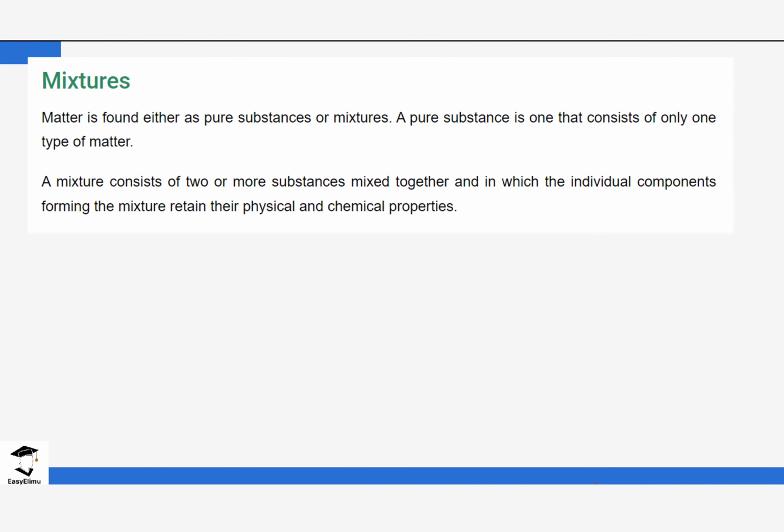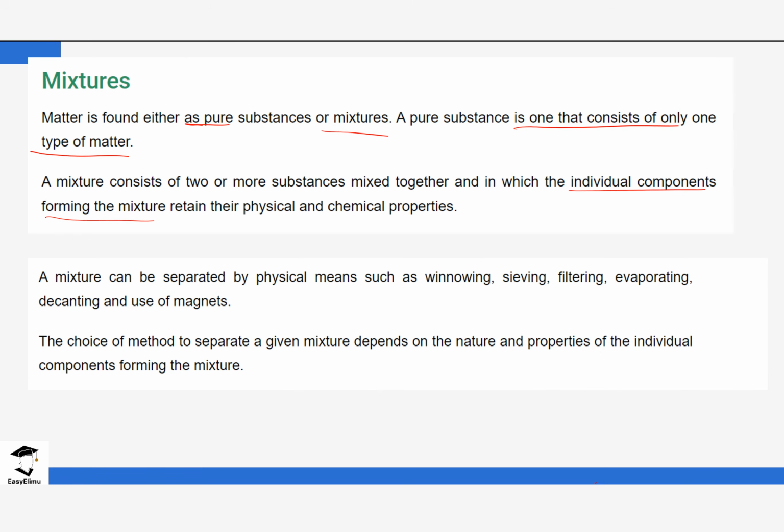And then the next thing we are going to look at is mixtures. So matter is usually found either as a pure substance or a mixture. Later on, we are going to discuss pure substances and also mixtures and how we can separate them. Pure substances consist of only one type of matter, but mixtures are usually two or more substances. But these substances usually retain their individual components, and they retain their physical and chemical properties. And most of the time, we use physical means to separate these substances.